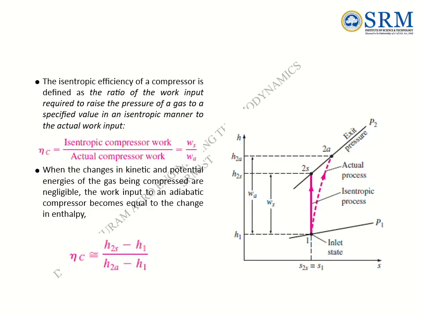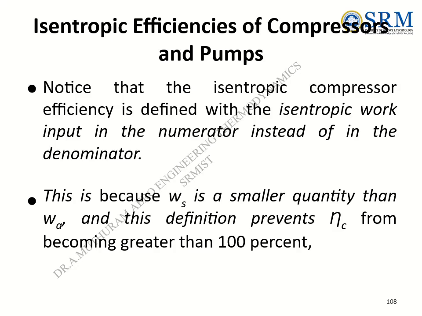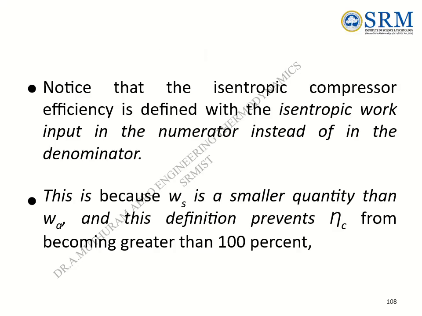When the changes in kinetic and potential energies of the gas being compressed are negligible, the work input to an adiabatic compressor becomes equal to the change in enthalpy. Notice that the isentropic efficiency of a compressor is defined with the isentropic work input in the numerator instead of in the denominator. This is because Ws is a smaller quantity than Wa, and this definition prevents Nc from becoming greater than 100%.